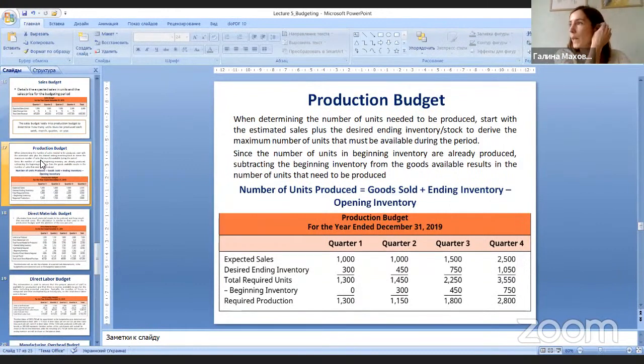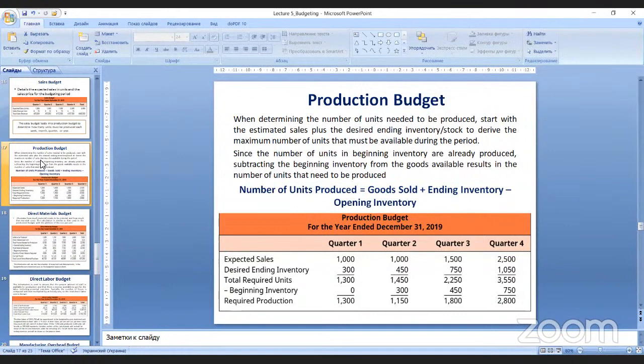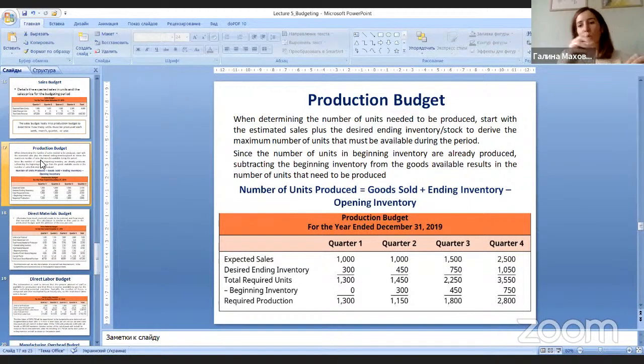So you can make some assumption about an interval, that it will be not 1,000 units of product, but between 900 and 1,100. Maybe it gives you some flexibility in making the budget, in making decisions.